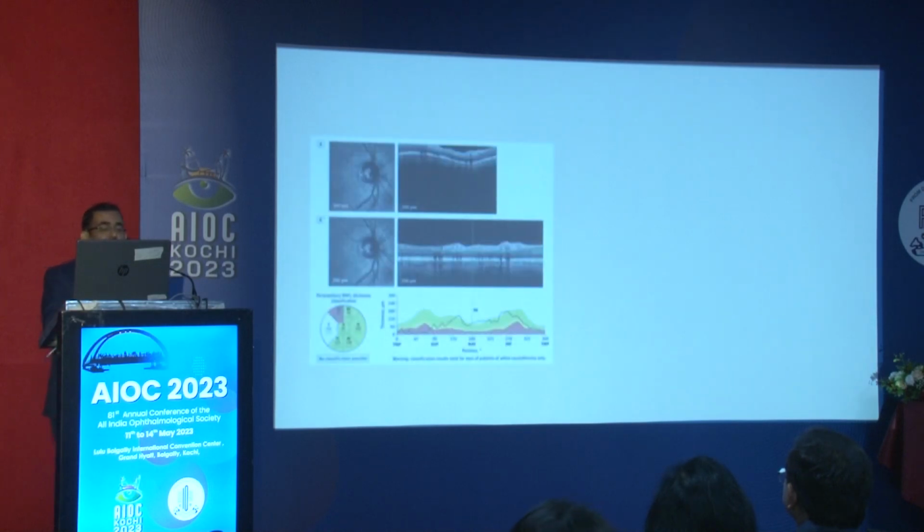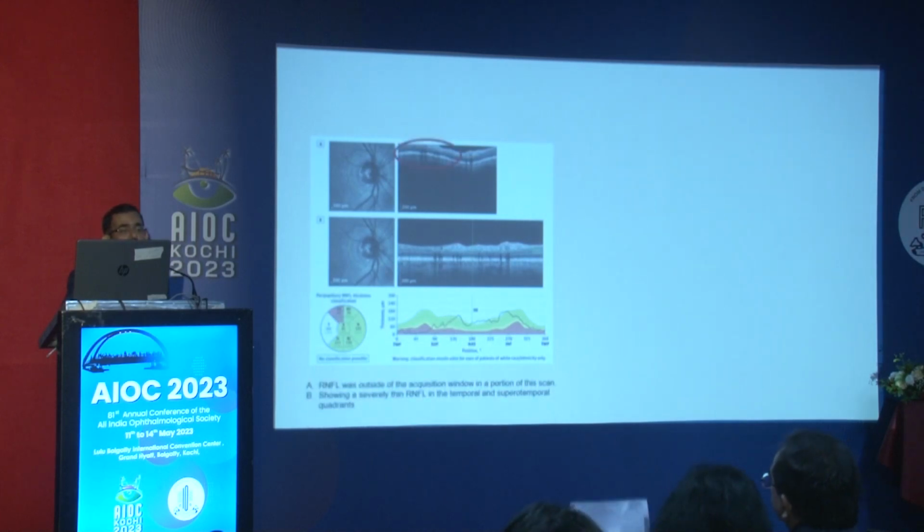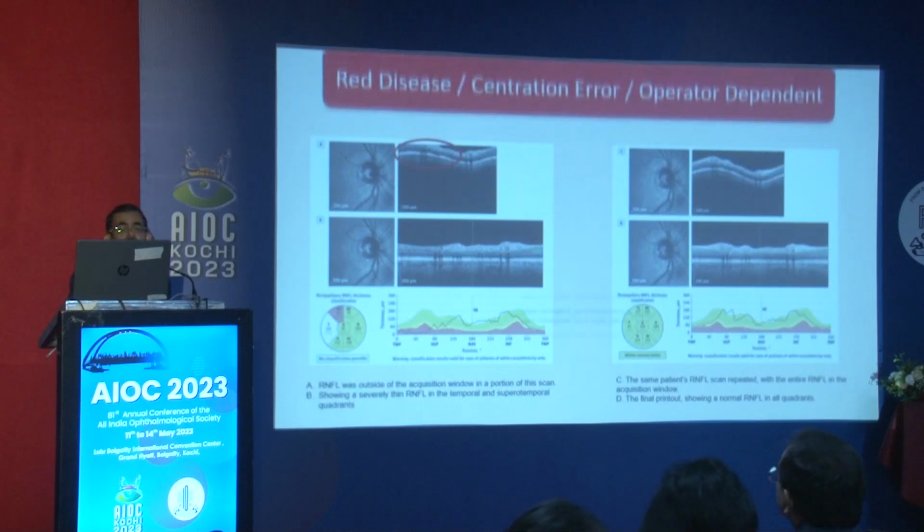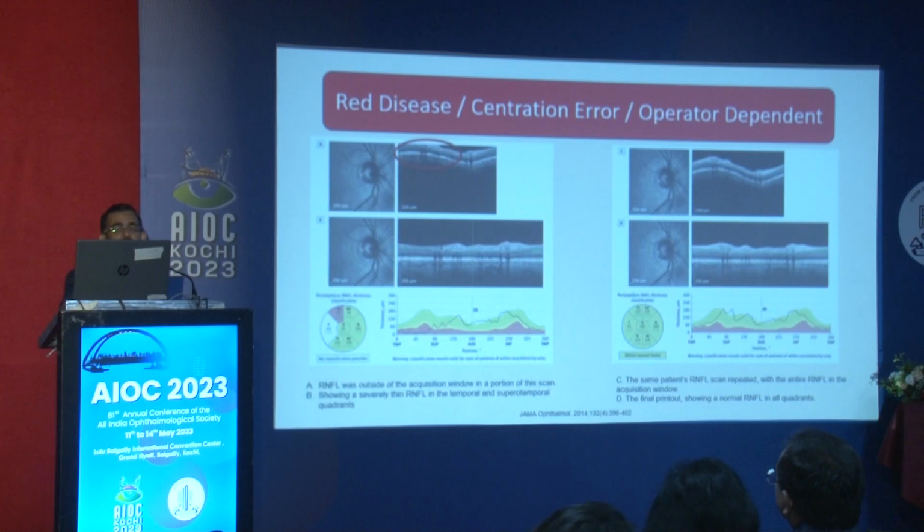Another picture from Heidelberg shows a lot of red areas and the TSNIT graph dipping into the red sector. If we see carefully, the RNFL segmentation has not been placed centrally. And once this is placed centrally, all the values turn to green. So this is another centration error by the operator.